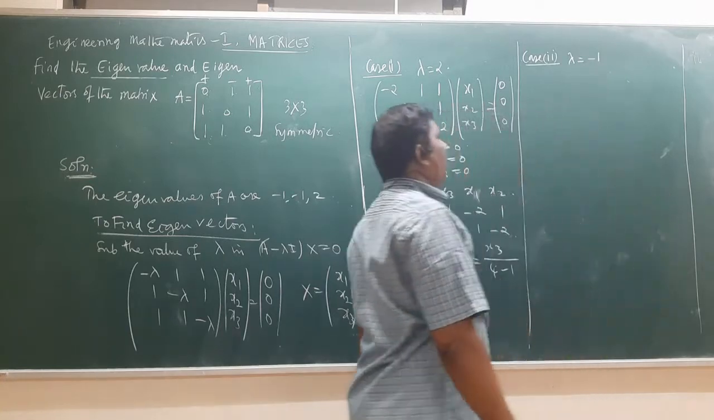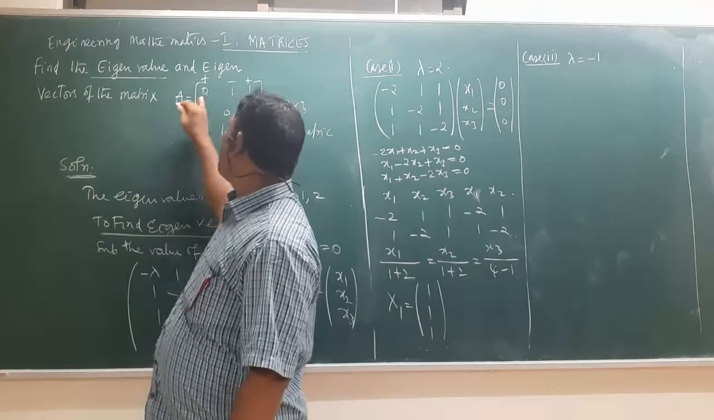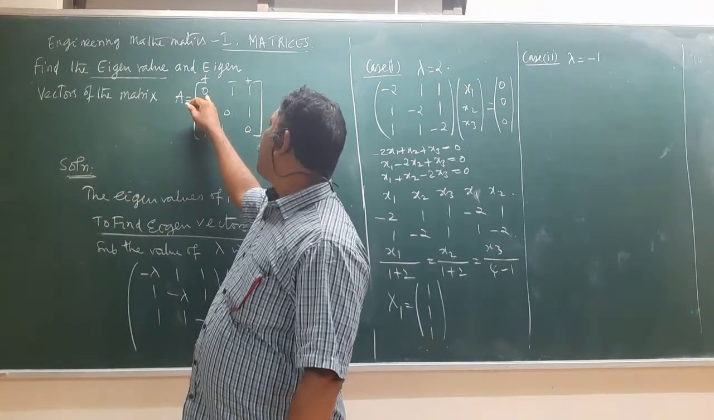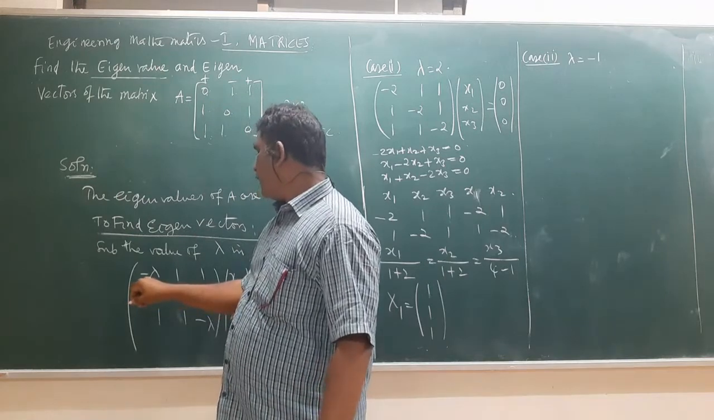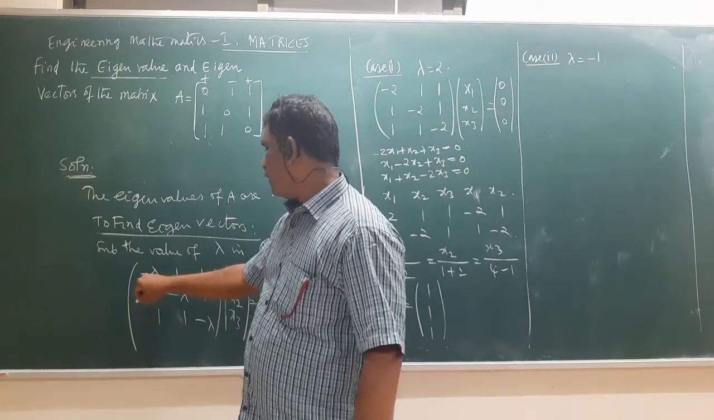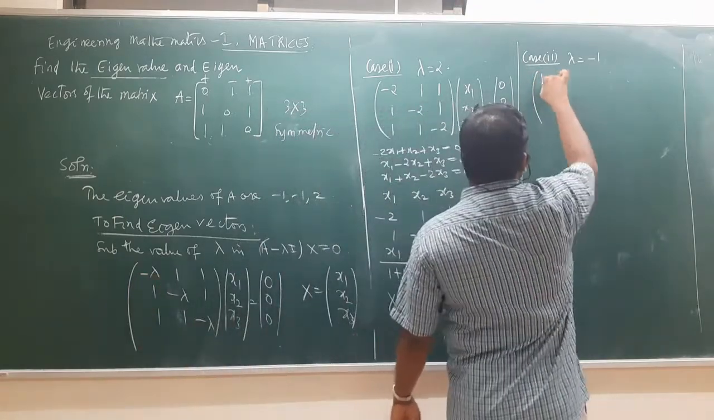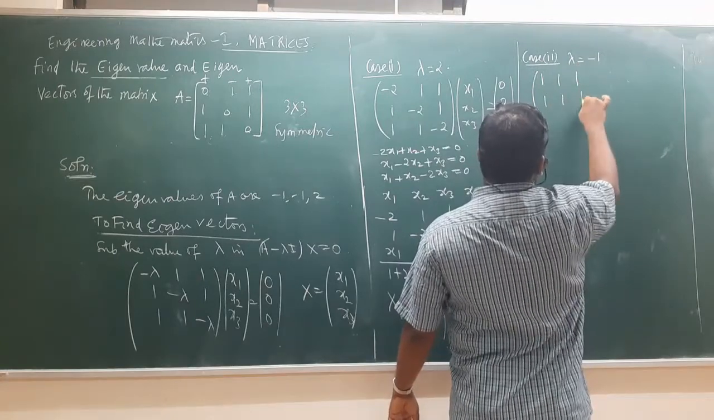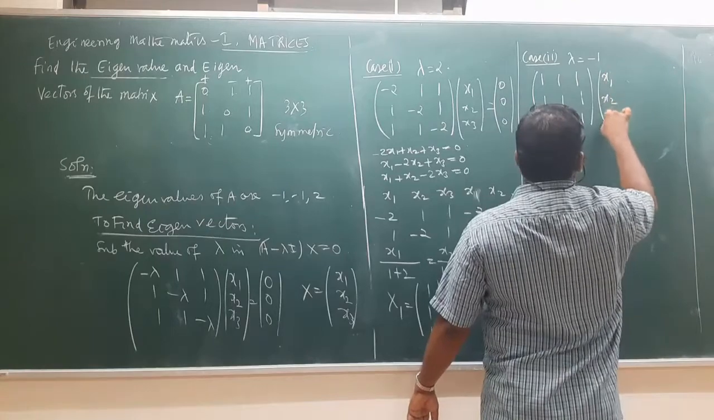Lambda equal to minus 1. When lambda equals minus 1, you substitute the value here. Minus lambda, so minus of minus 1 plus 1. 1, 1, 1. 1, 1, 1. You will get the matrix like that.